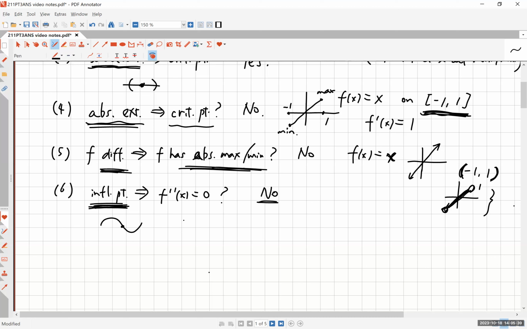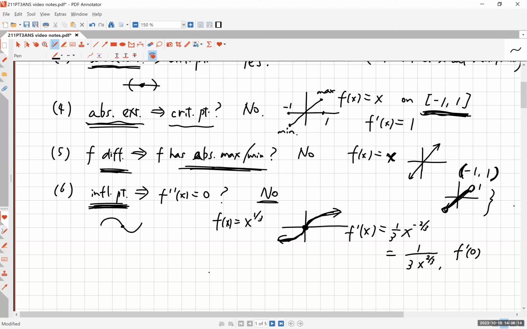So an example, this is a sort of tricky example, is x to the 1/3 power. The graph is, of course, the inverse function of the x cubed power. The graph goes like this. Okay. Now, what's going on here? This is definitely an inflection point because the graph goes from concave up to concave down. All right. But what happens is the derivative is 1/3 x to the negative 2/3, which is 1/3 over x to the 2/3. This is undefined, so f prime of 0 does not exist at x equal to 0.